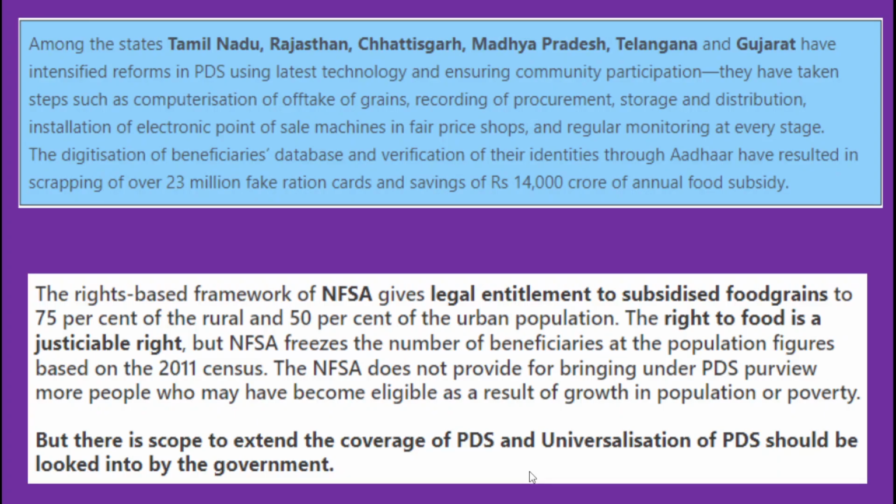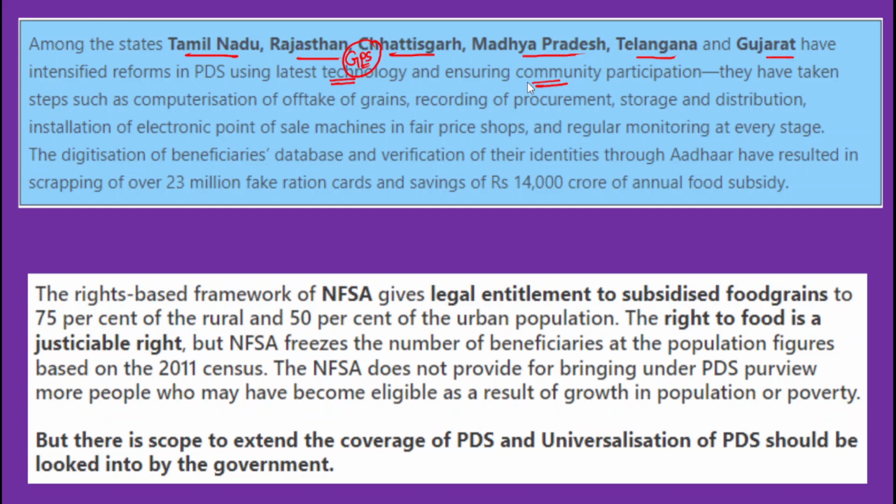However, along with Odisha, there are a few other states which have brought a lot of reforms into the public distribution system. For example, Tamil Nadu, Rajasthan, Chhattisgarh, Madhya Pradesh, Telangana, and Gujarat. These states have also intensified or brought several reforms into the public distribution system. For example, the measures include using the latest technologies like GPS trackers in the vehicles which are carrying the food grains, and they have also ensured community participation in successful implementation of the public distribution system.